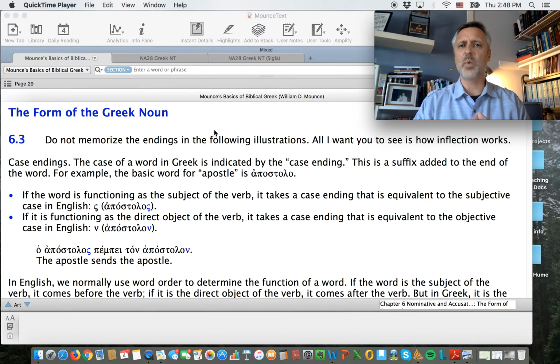But in order to understand how that all works, one thing we have to do is look at the way Greek words are formed, the way Greek nouns particularly are formed. So we're in chapter 6, 6.3. If you want to follow along, this is page 29 of the Mounce text.